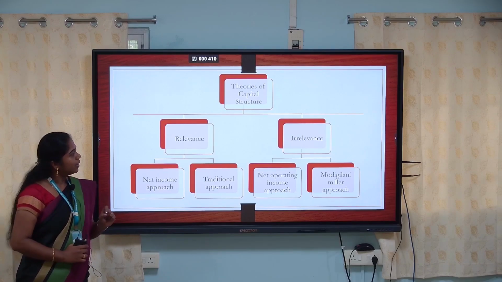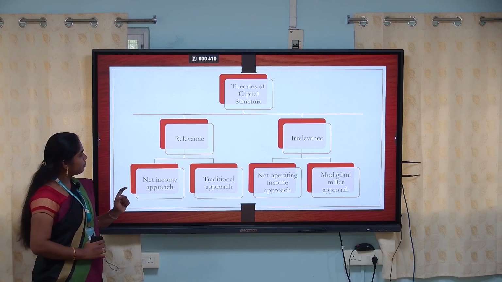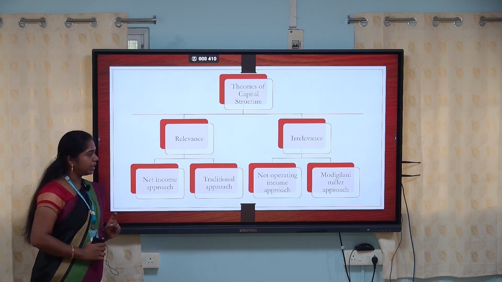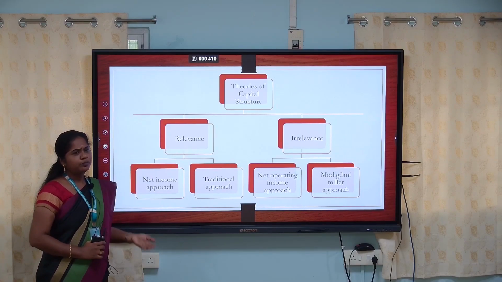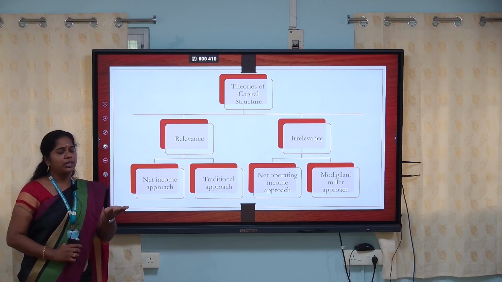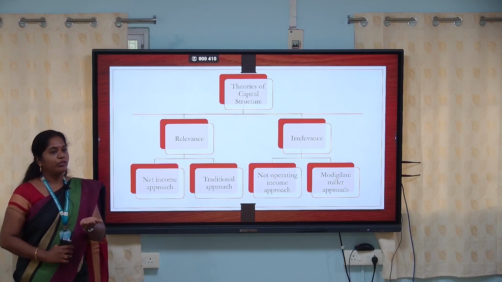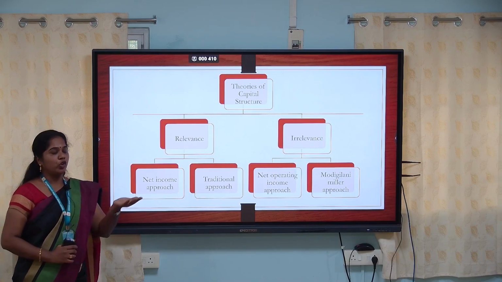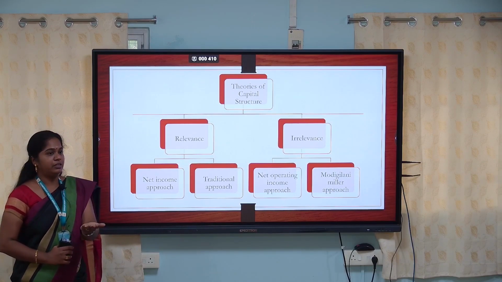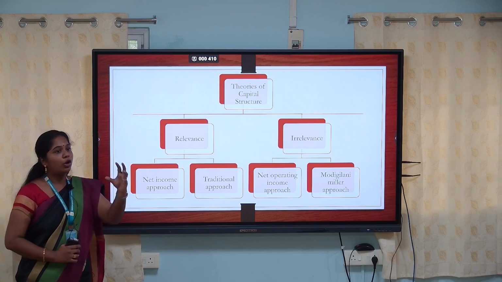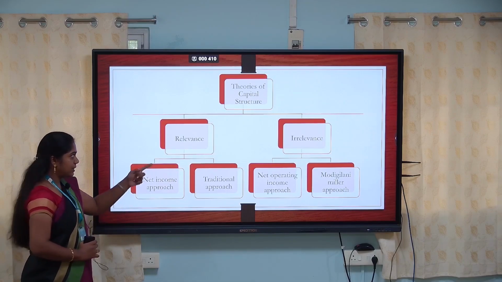And coming to the theories, we have two theories, relevance and irrelevance theory. Under relevance, net income approach and traditional approach, and under irrelevance, net operating income approach and Modigliani-Miller approach. What is this relevance? What is that irrelevance? Whether the capital structure proportion is influencing the value of the firm or not. Say for example, equity funds are more than the debt fund, which means the owner fund is huge and the borrowed fund is less. Does that influence the value of the firm or not? So that is relevance and irrelevance.